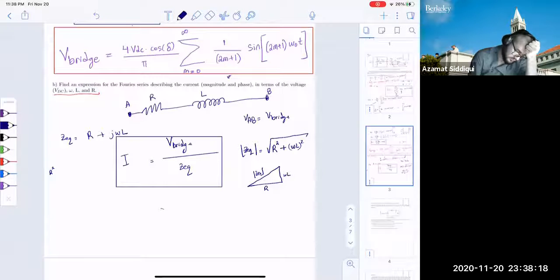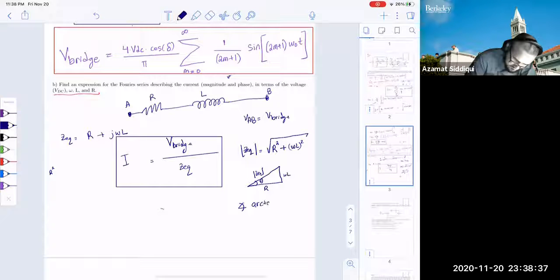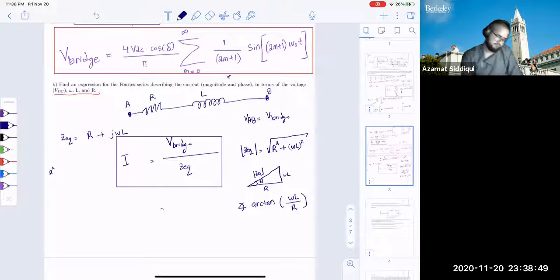Let's move on to finding the angle or the phase. The angle is just this angle theta. We denote it like this, and that is going to be arctangent of the imaginary over real part, so omega L over R. Okay, looks like we're getting closer to being done.